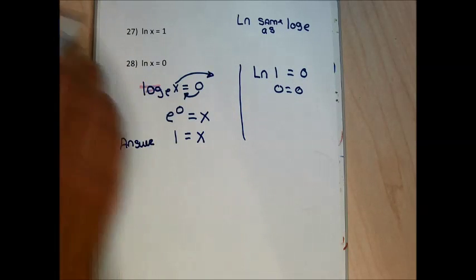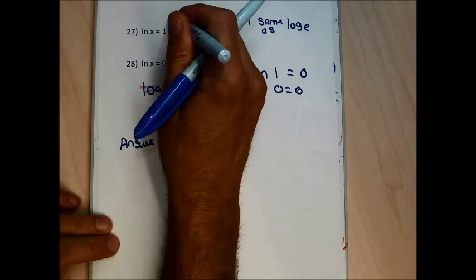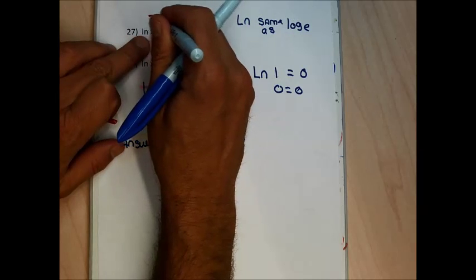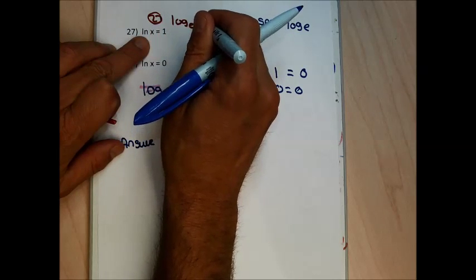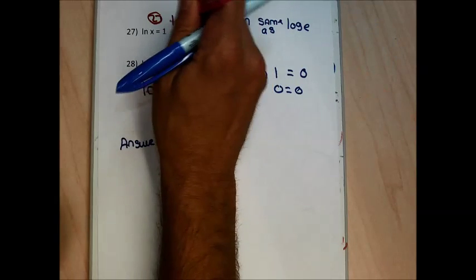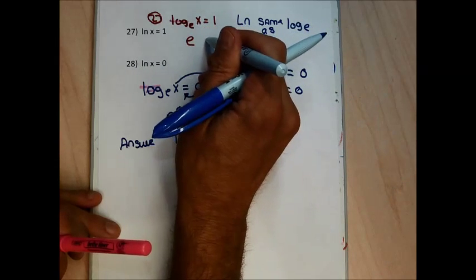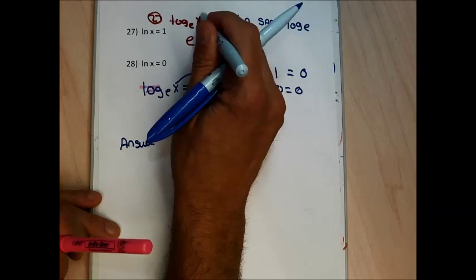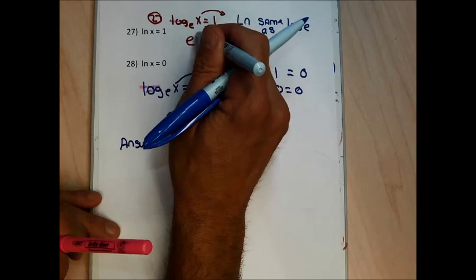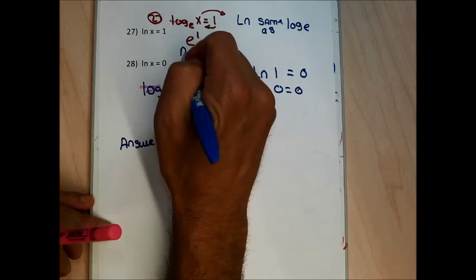For your problem 27, let me see if I can sneak it in, just because it's a little bit different. For your problem 27, I would start off writing the left-hand side as the log base e of x equals 1. I'm going to cross out the log, leave the e on the left-hand side, and leave the equal sign where it's at. The x is going to move to the right-hand side and be on the same level as the e. The 1 is going to move to the left-hand side and become an exponent. Your answer is probably best written as x equals e.